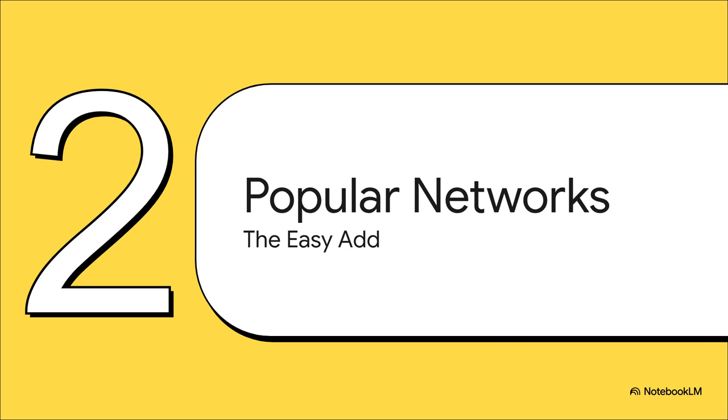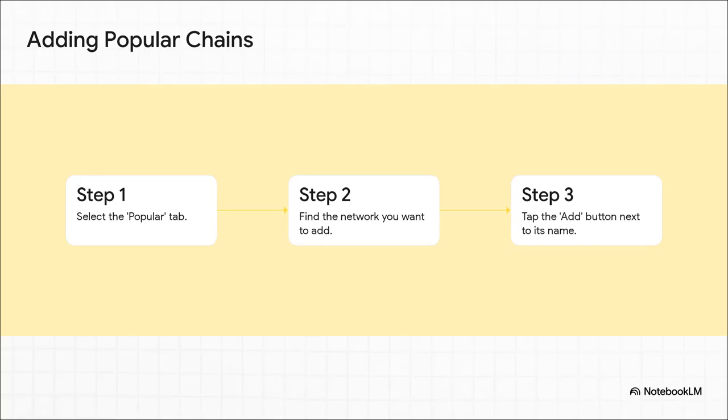Okay, now we're in the network menu, and you'll see that MetaMask has made this part incredibly easy, especially for the big popular blockchains. This is by far the quickest way to add major players like Polygon, Arbitrum, or Avalanche. So you'll see you're on the Popular tab. It's just a list of all the most common networks. Seriously, all you do is scroll, find the one you want, and hit that Add button next to it. They've really made it as simple as they possibly can.